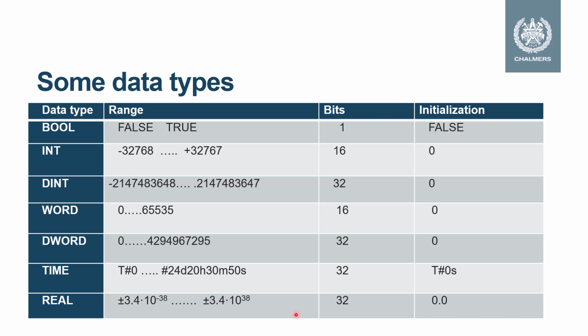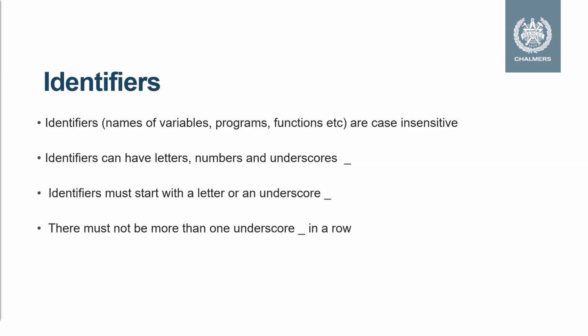We also have the possibility to use decimals, which in many languages is called float, but here they are called real, for real numbers. You need 32 bits, and the range is 10 to the power of minus 38 to 10 to the power of plus 38. Now we know the data types for our variables.